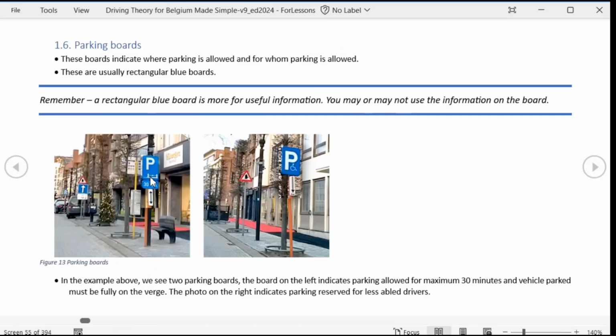You can ignore this board. For example, if you don't want to park your car, you can just continue driving. But then, it gives you the rules and regulations for parking. For example, there can be plates below this parking board which give more information. In this case, the parking is only allowed for 30 minutes. The parking is allowed on both sides of this board, before this board and after this board. So this parking here is for less abled drivers. So these are the parking boards.